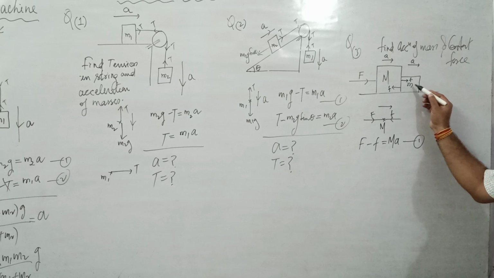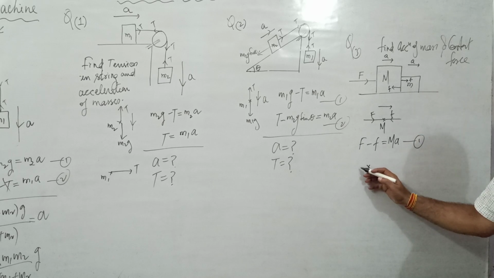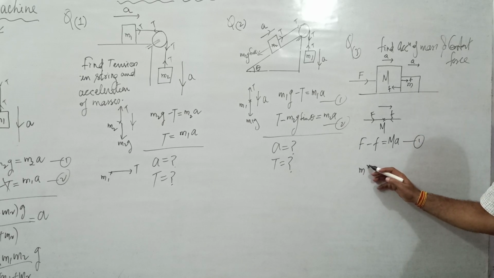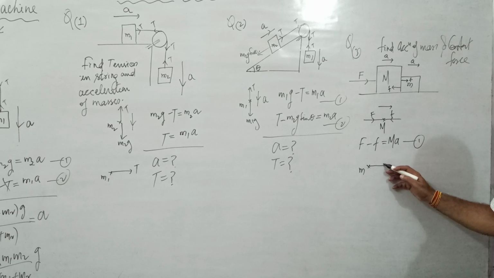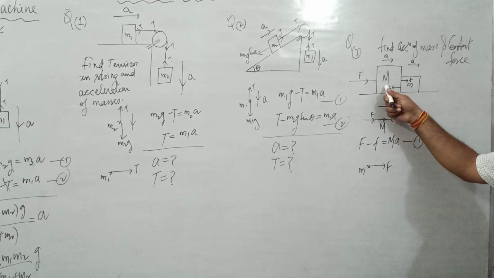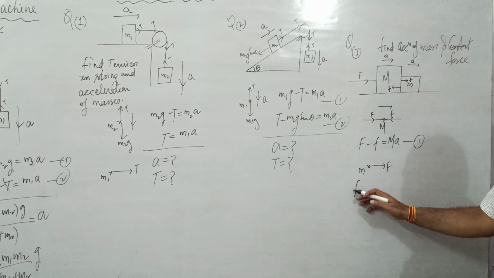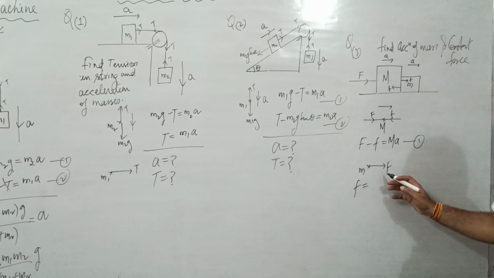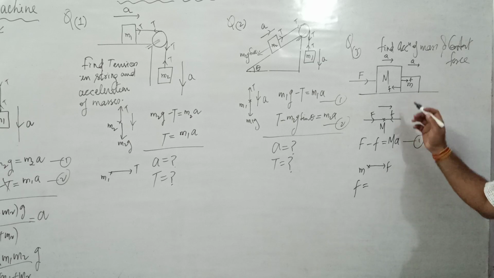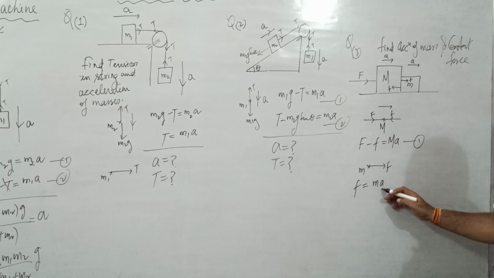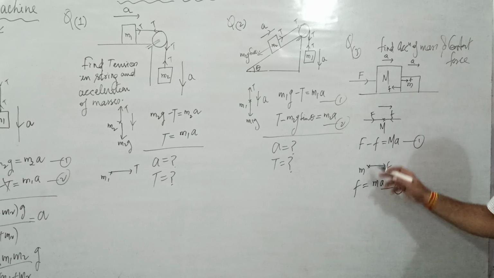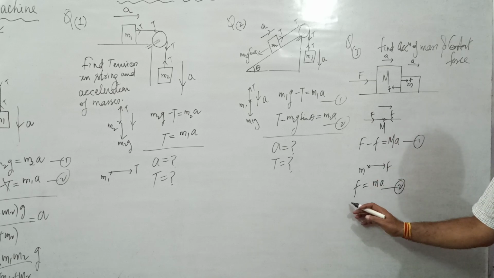For this mass small m, the forces acting are what? The only force acting over it is small f, which is the action of the bigger mass over this smaller mass. So the net force is small f, and that is equal to the mass of the body into its acceleration A. Equation 2.